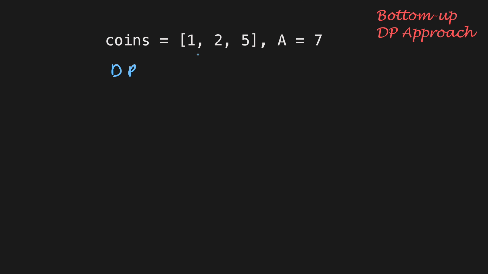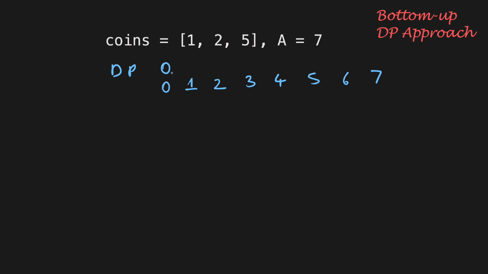For example, here we will create a DP array of size A plus 1, as we start from the amount 0. So here it will have 8 positions, from amounts 0 to 7. Now let's fill in the DP table iteratively, starting with the base case, which is amount 0. If the amount is 0, no coins are needed to make a change. Hence, DP of 0 will be 0.